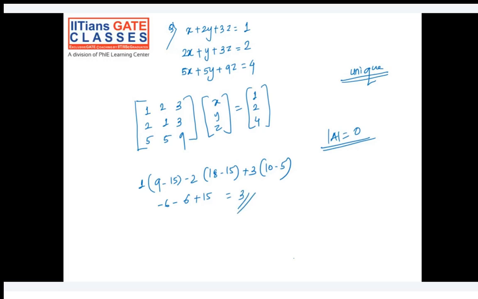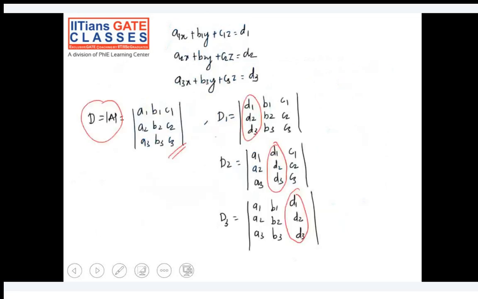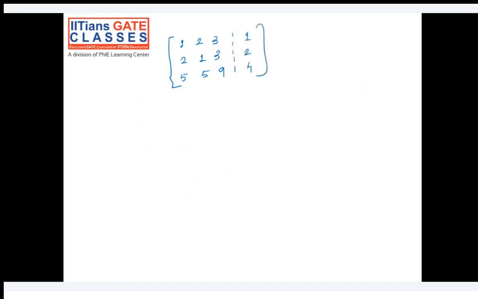Okay, because you will get a unique solution only when the rank of the augmented matrix AB is equal to the rank of A, which is equal to the number of unknowns. So let me just show you how to write the augmented matrix. 1, 2, 3, 2, 1, 3, 5, 5, 9, then 1, 2, and 4. So directly write it like this. Don't spend your time writing AX equal to B and then the augmented matrix AB. Directly take the augmented matrix AB whenever you come across a non-homogeneous equation and start calculating the rank.